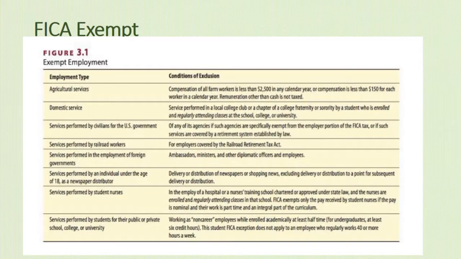Now, there are some employment relationships that are firmly considered the employer-employee relationship that are deemed exempt from FICA for a variety of reasons. Take a minute to peruse this list and digest it. As you can see, the exemptions are largely related to student employment or to a form of government or other retirement act.